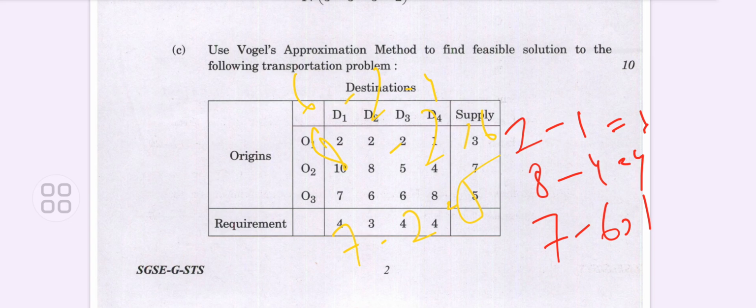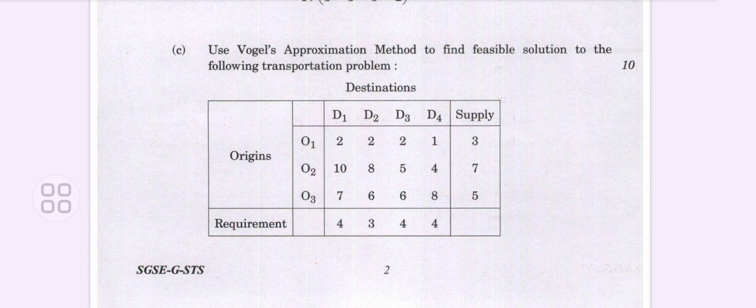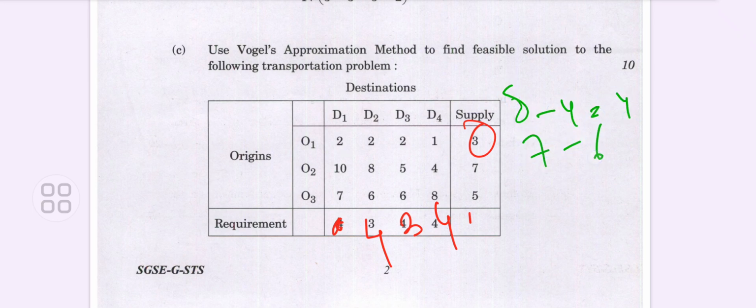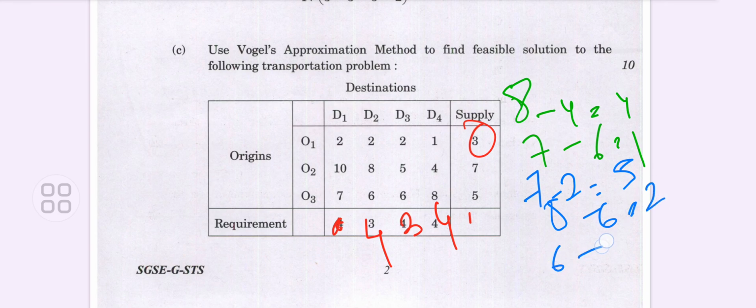Now we have to update the table, and the table will look like 2 2 2 1, it will come to 0. It will come to 7 5 10 8 5 4, this one 4 3 4 1, it will be crossed, it will be 4 3 4 1, like this. So we have to recalculate again. How will I do it? 8 minus 4 is 4, 7 minus 6 is 1, and this is 8. Now 7 minus 2, 8 minus 6, 6 minus 5.